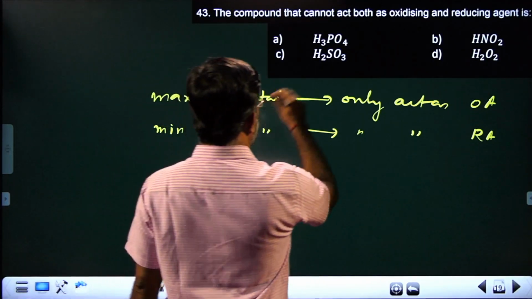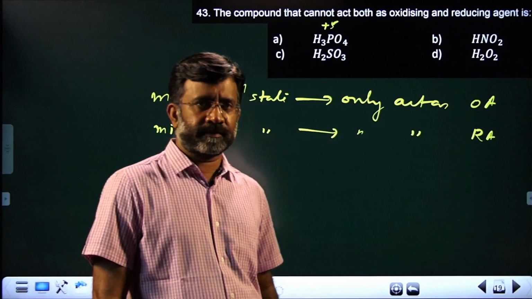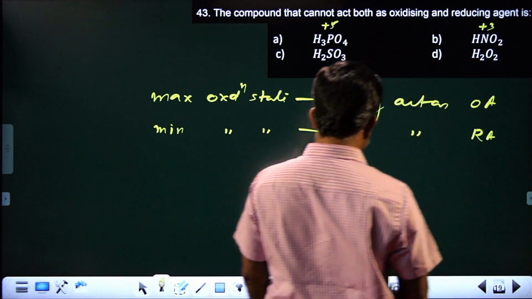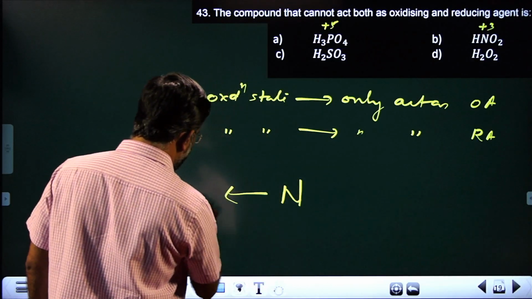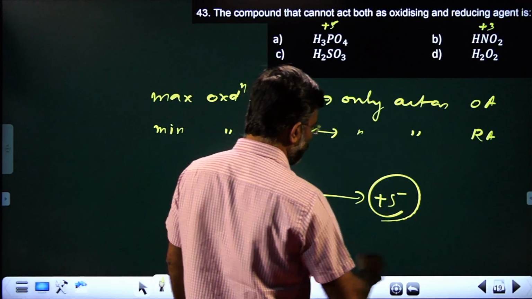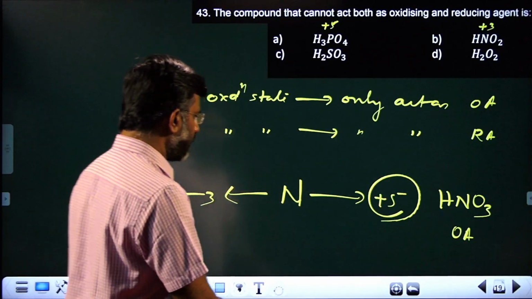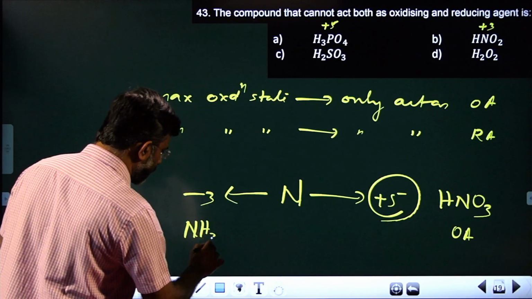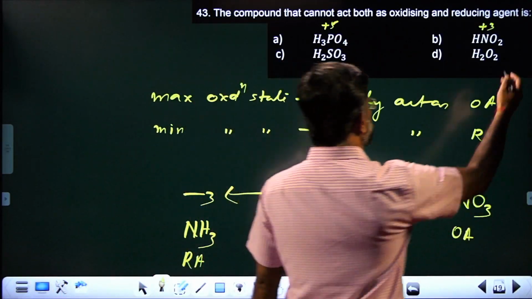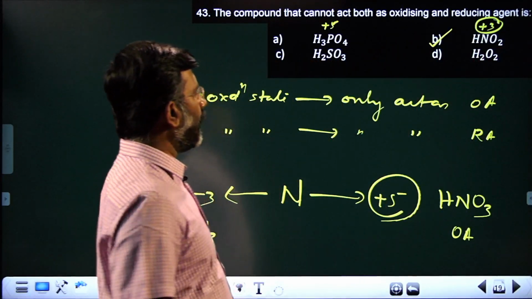If you take option A, H3PO4, phosphorus is in the maximum state, so it is an oxidizing acid. If you take option B, HNO2, nitrogen is in the +3 state. Hope all of you know, for nitrogen the minimum value is -3 and the maximum value is +5. In the +5 state, for example nitric acid, HNO3, it only acts as an oxidizing agent. In the -3 state, for example ammonia, it can only act as a reducing agent. While now it is in the intermediate +3 state, it can act as both.